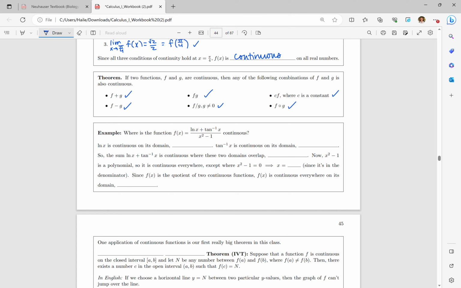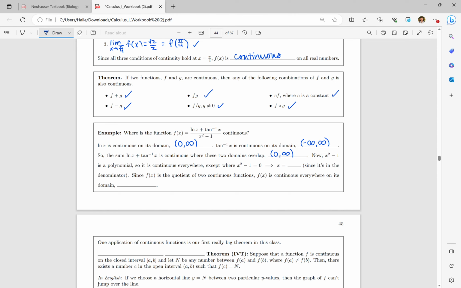So ln of x is continuous on its domain, and the domain of ln of x is 0 to infinity, not including 0. Inverse tangent of x is also continuous on its domain, which is all real numbers. So the sum of the two must be continuous where these two domains overlap, and they overlap at 0 to infinity.